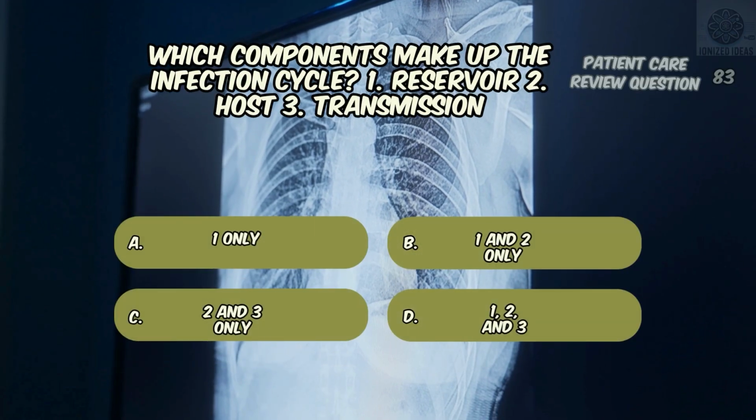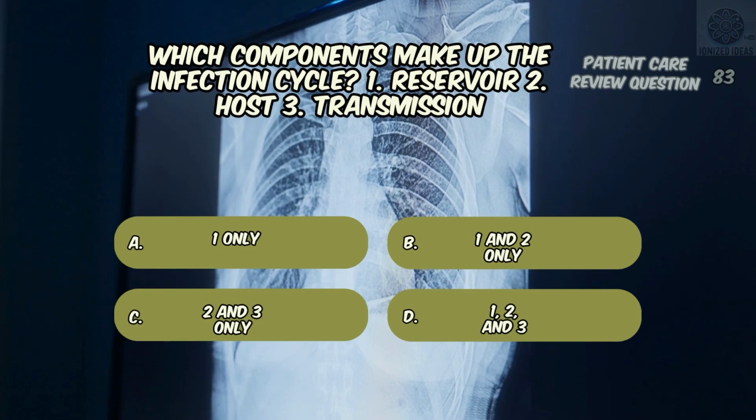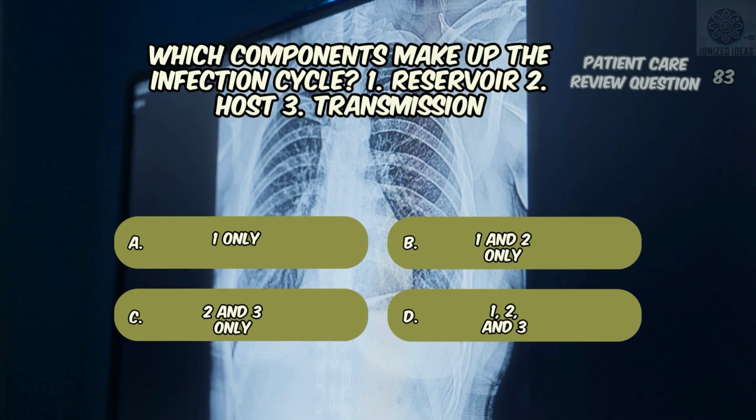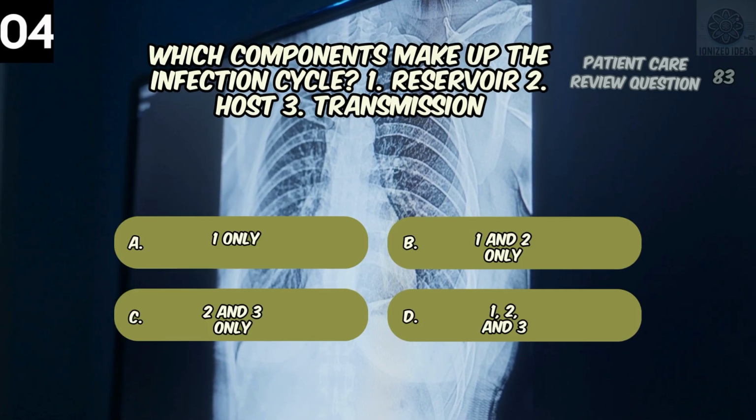Which components make up the infection cycle? 1. Reservoir. 2. Host. 3. Transmission. A. 1 only. B. 1 and 2 only. C. 2 and 3 only. D. 1, 2, and 3.